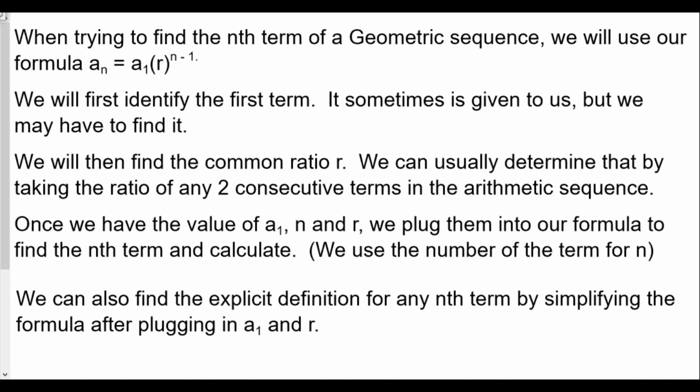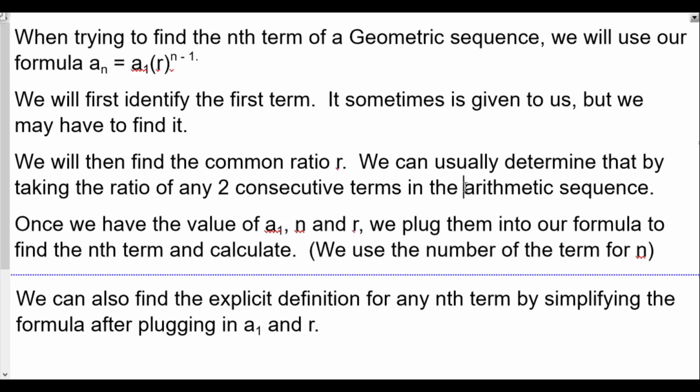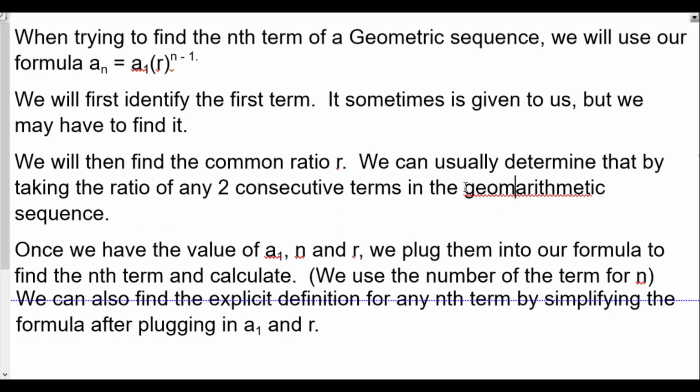When trying to find the nth term of a geometric sequence, we use our formula a sub n equals a1 times r raised to the power of n minus 1. We may have to identify the first term. It's sometimes given to us, but we may have to find it. For our part 2 video, the more complex problems, we'll see how it's done. We will then find the common ratio r. We can usually determine that by taking the ratio of any two consecutive terms in the geometric sequence.